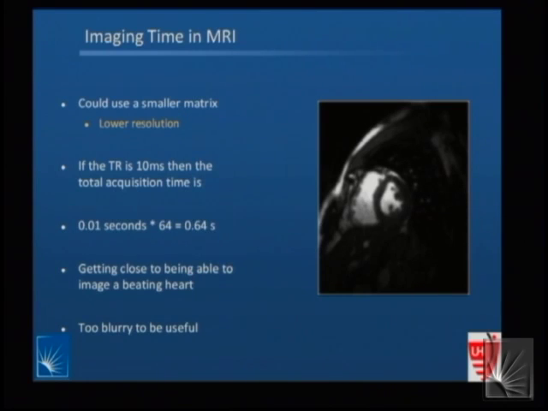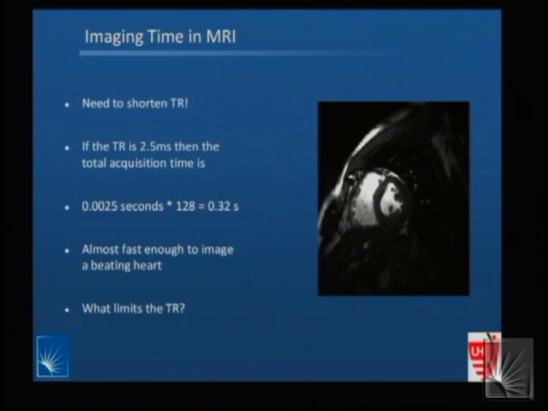Well, one way would simply be to go to lower resolution, yet use the same repetition time. In this particular case, Mark, my colleague, has done this for me, used essentially half the resolution, and you can see that my image is quite a bit blurrier than it was before, but my acquisition time is only 640 milliseconds now, getting closer to what I might need, but the spatial resolution has really been compromised. So I've lost resolution that would otherwise be useful.